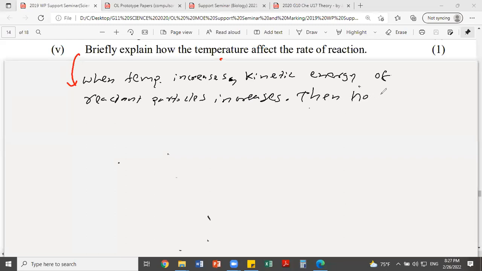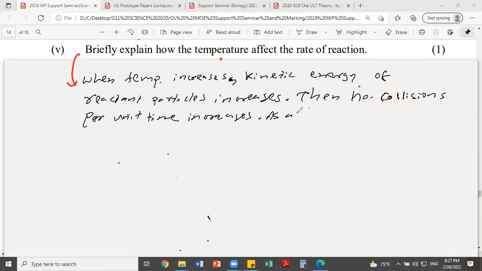Number of collisions per unit time increases. What does that mean? That means per second or per minute. Per unit time increases. Then the rate of the reaction increases. Then only write the rate of the reaction increases with the temperature.